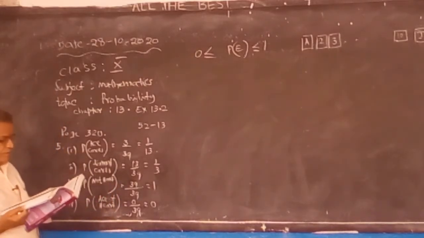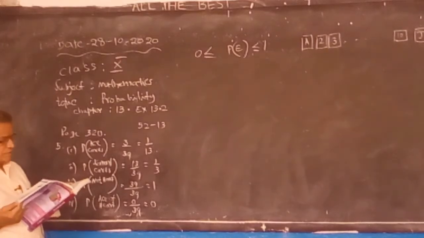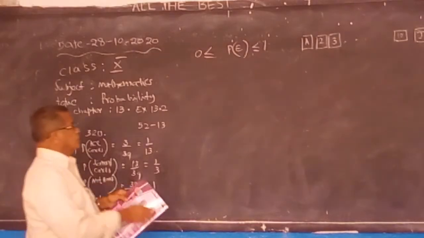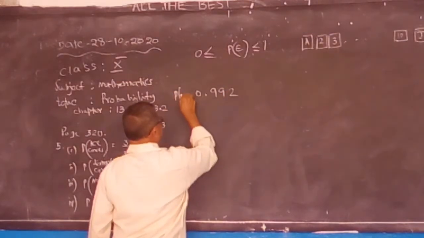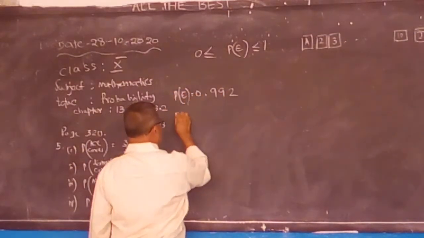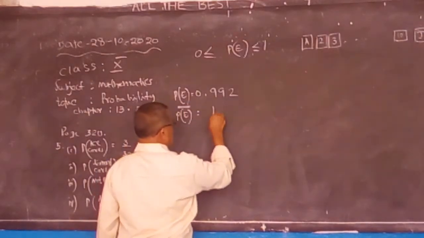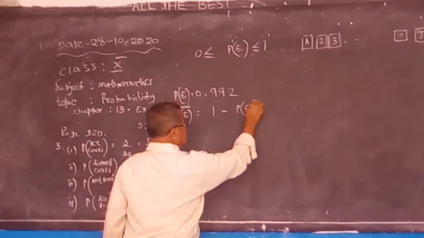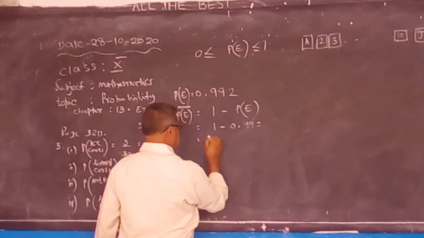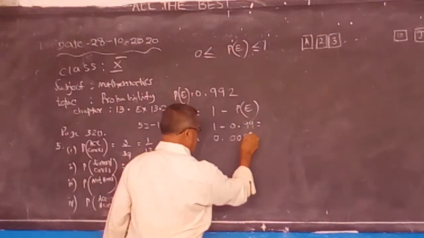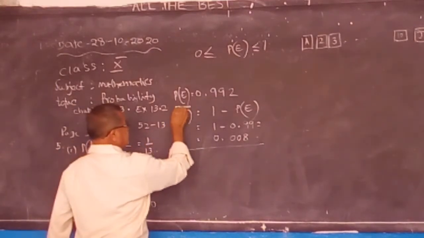Sixth question: it is given that in a group of 3 students, the probability of 2 students not having the same birthday is P(E) given, 0.992. Not is being asked, and not means subtract: 1 minus P(E), 1 minus 0.992. Its answer is 0.008. This bar stands for not E.